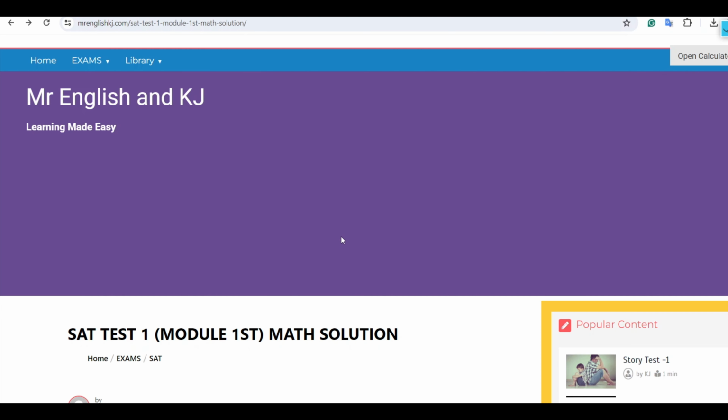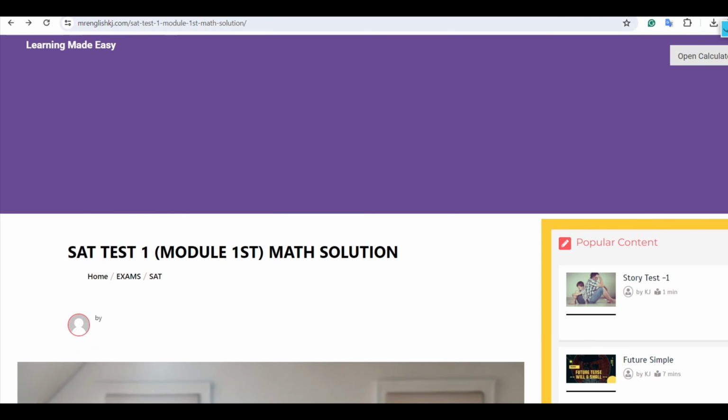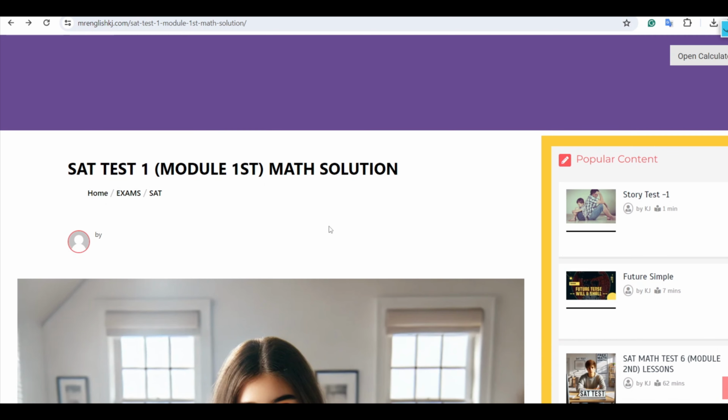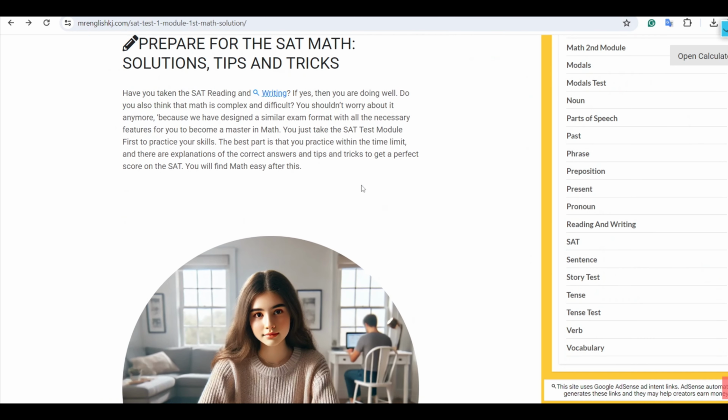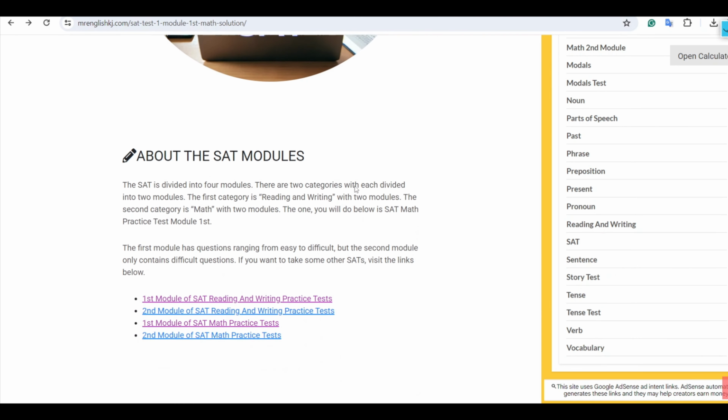When you click on it, this window will pop up. You scroll down, and as you can see, this is the SAT test first module math solution. You scroll down below, you can read it. Let's go to the main part about the SAT modules.